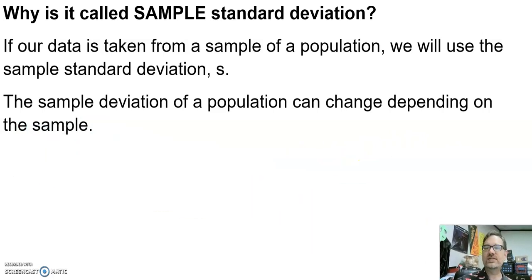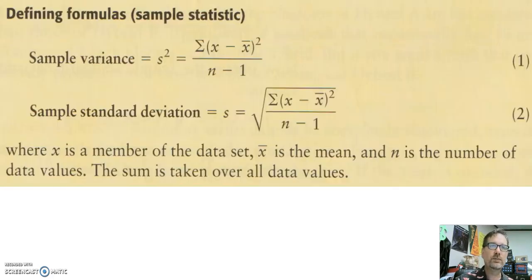So why is it called a sample standard deviation? Well, if we have a data set and we're taking a sample of it, we're going to find s. s stands for sample standard deviation. Why it's important to differentiate is that a sample standard deviation can change depending on the sample that I choose. If I've got 100 people in a group and I get a sample of 20 and then a different sample of 20, the standard deviation can change from each sample. So that's what's important to know.